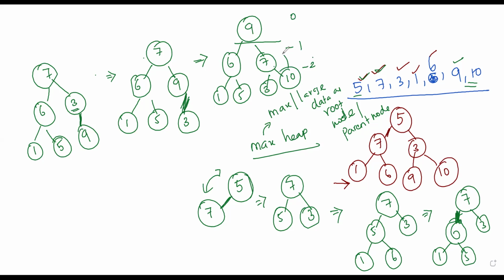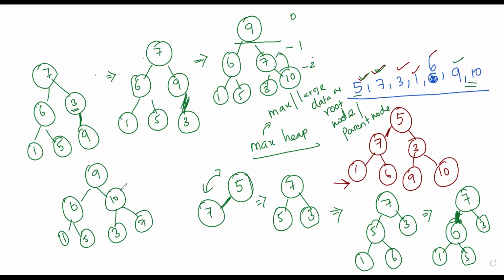Check with its parent. Its parent is 7. 7 is smaller. Since it's a max heap, the parent node should have the greater value. So swap this. 9 will be here, 6 will be here, 10 comes here, 1, 5, 3 and 7. Again check with its parent. Its parent is 9. So you just have to swap these two. When I swap, 10 comes here and 9 comes here. This is the max heap.